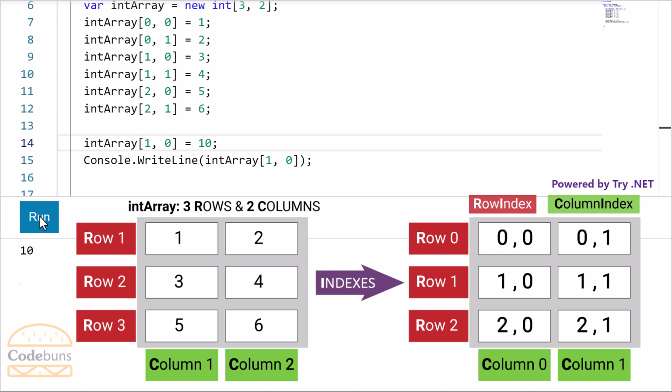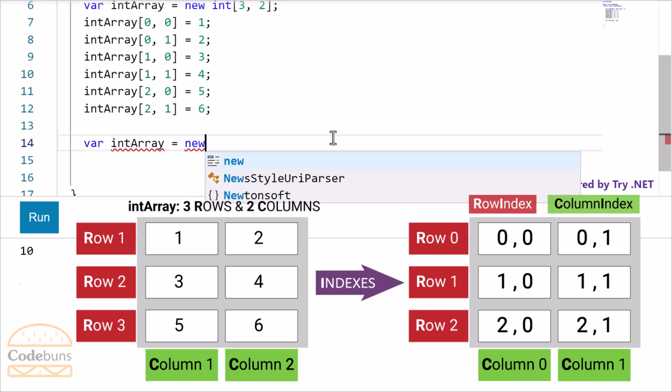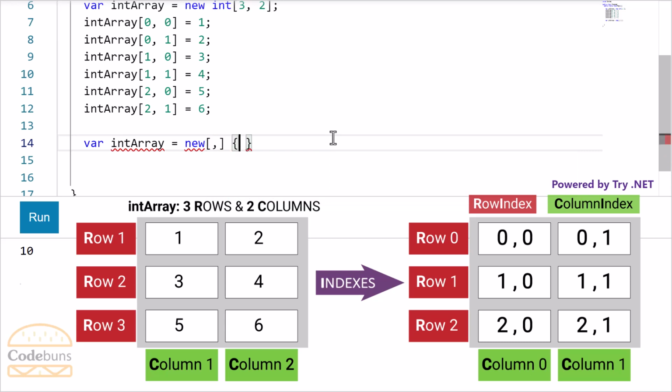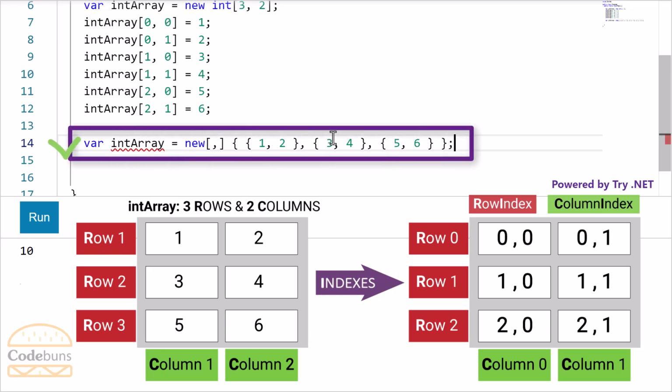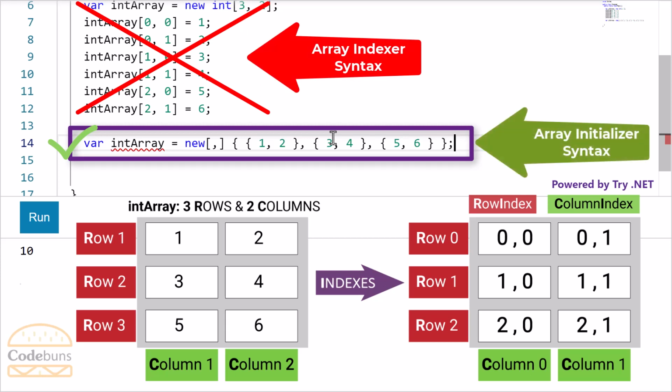Let's explore another way to assign values to a rectangular array. With the Array Initializer syntax, you can create an array and quickly assign initial values to it. This approach is better than the previous one, where you assigned a single value one at a time. I am talking about Array Indexer syntax. But I encourage you to use Array Initializer syntax whenever possible.